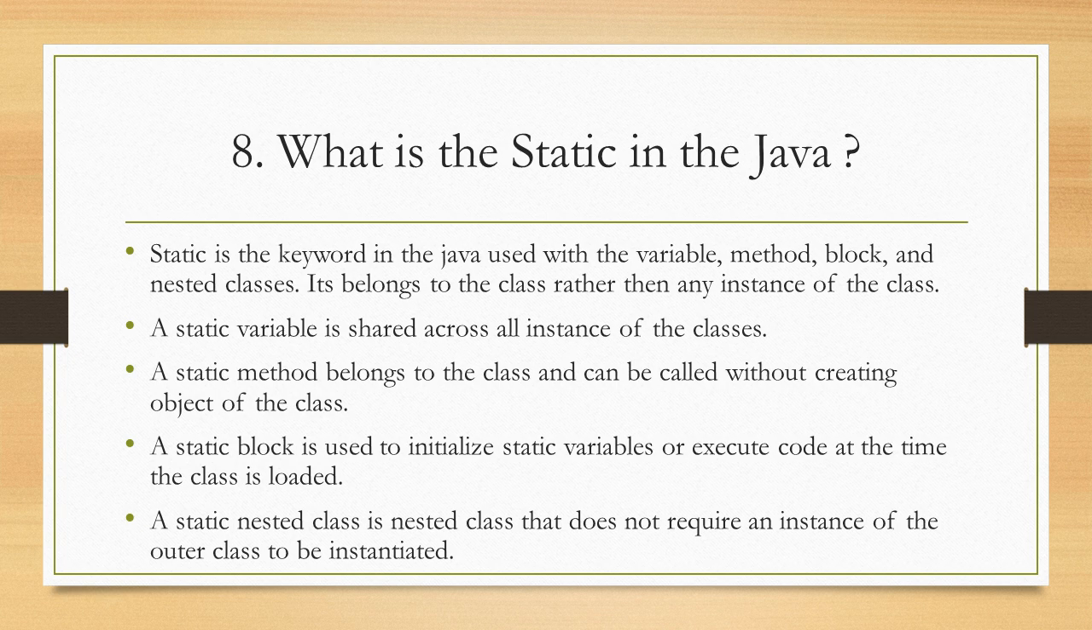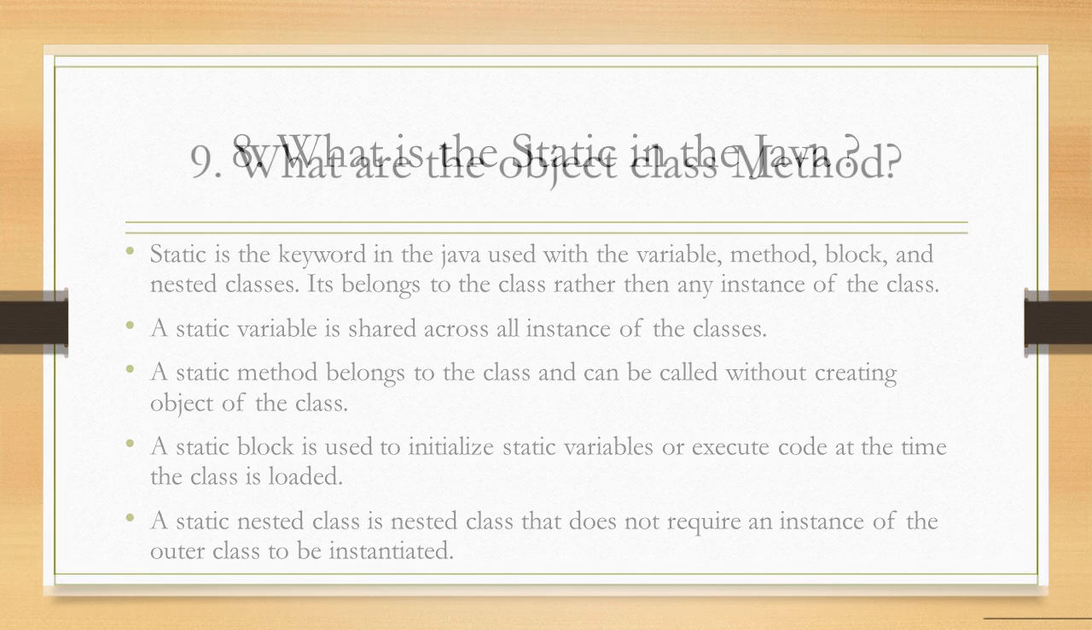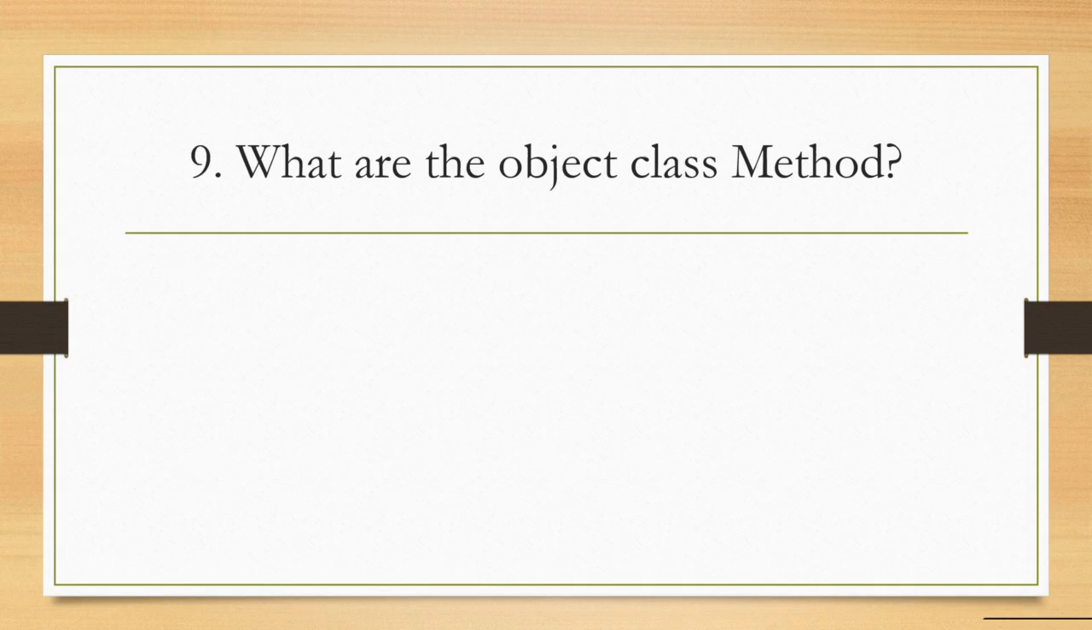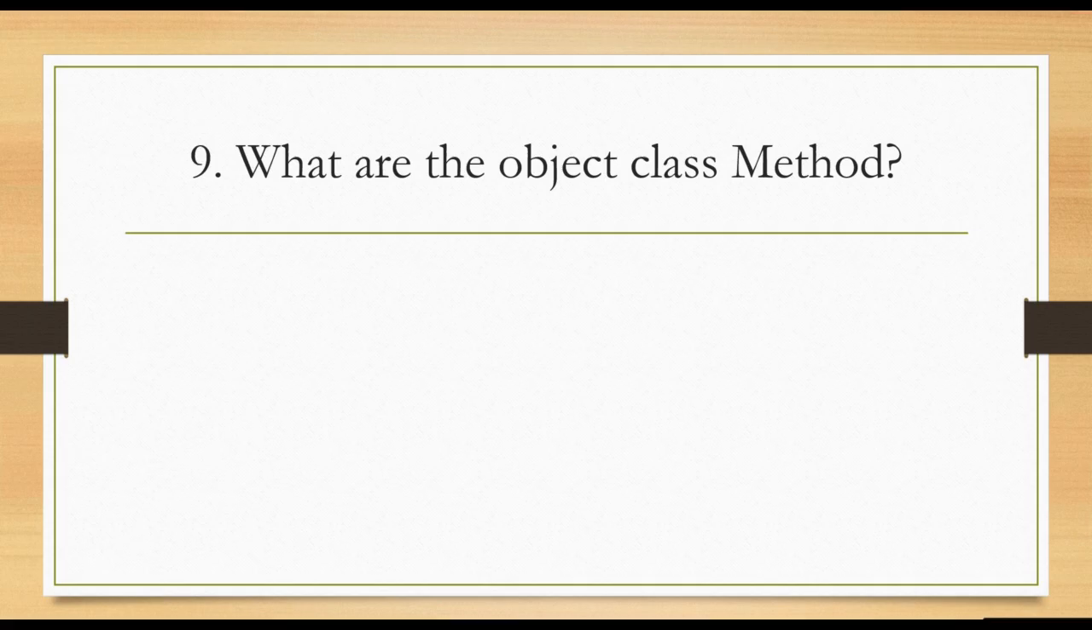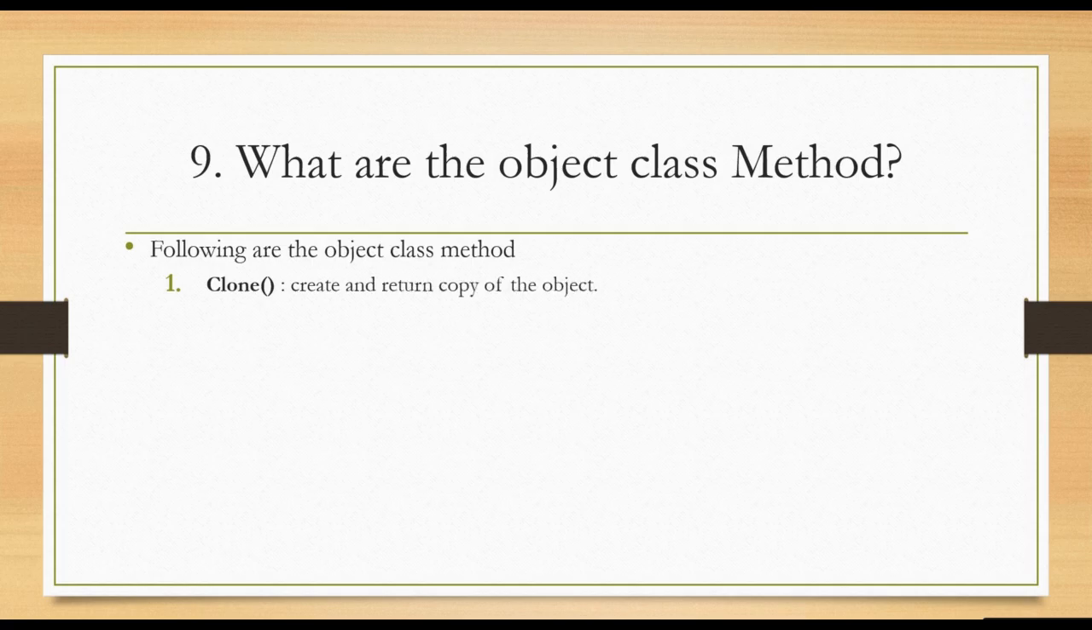The next question is: what are the Object class methods? There are multiple methods available inside the Object class, and we will see them in detail one by one. The first method is clone. Clone creates and returns a copy of the object. The second one is the equals method. The equals method is used to compare the object with another object and check for equality.